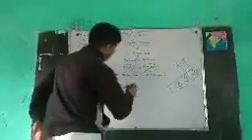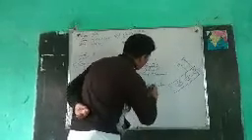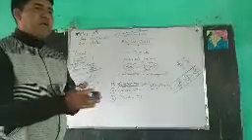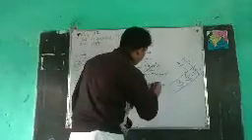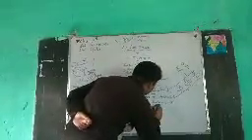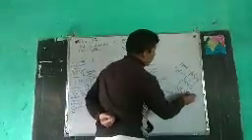Also, this striated muscle is a voluntary muscle. Voluntary muscular tissue. What do you mean by voluntary? It works according to our will. That means it works with our will. It is voluntary. Second, it is multinucleate, that means it has many nuclei. It is also unbranched. It is bound by the bones, so it is also known by another name, skeletal muscle.